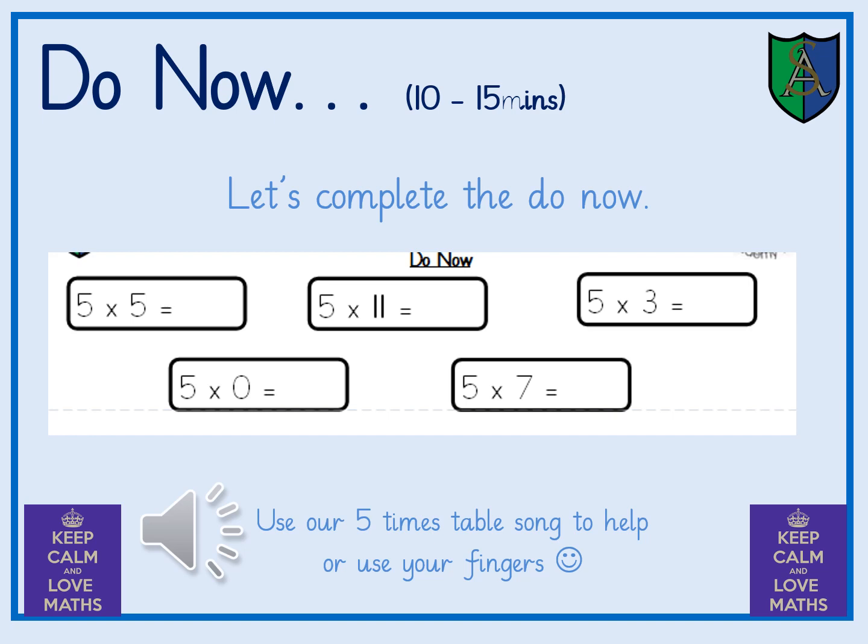Now, my class always forget this, so this is just a little reminder. If you are timesing something by 0, the answer is always going to be 0. So please make sure that when you are answering the question 5 times 0, you know what the answer is going to be.